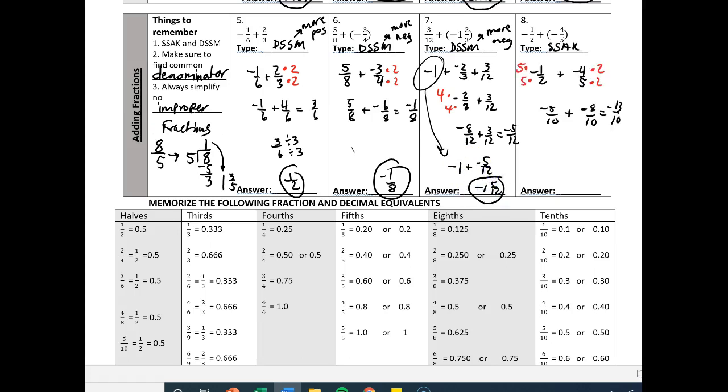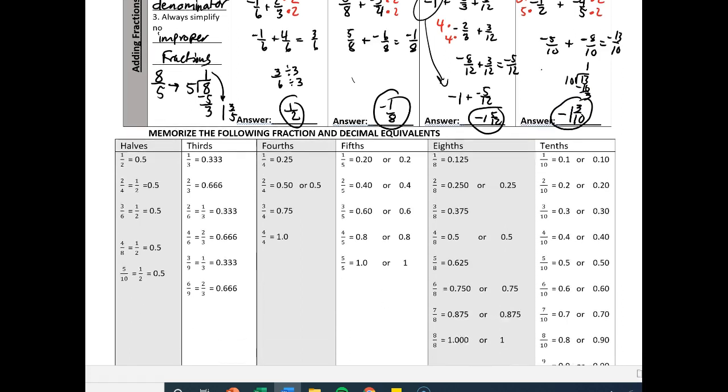For number 8, you'll notice it's an SSAK problem. You got negative 1/2 and negative 4/5. You multiply 1/2 by 5 and 4/5 by 2, so you can get the common denominator of 10. You just add your numerators, you get negative 13 over 10. But remember, I said no improper fractions, so if I had 13 over 10, I'm saying how many times can 10 go into 13? It can go in there one time with 3 left over. So it's negative 1 3/10 as your answer. Remember to keep that negative sign, all right?